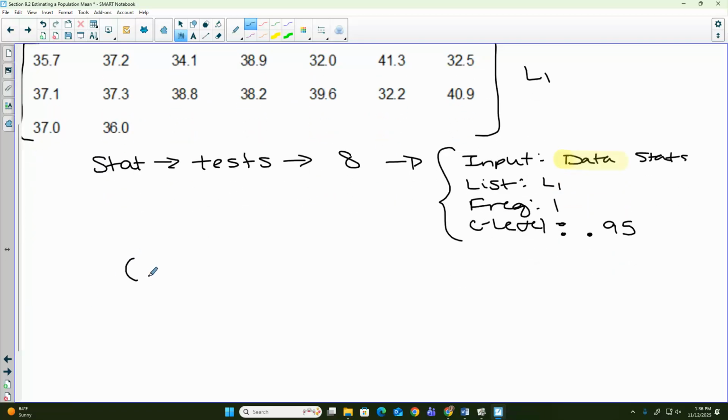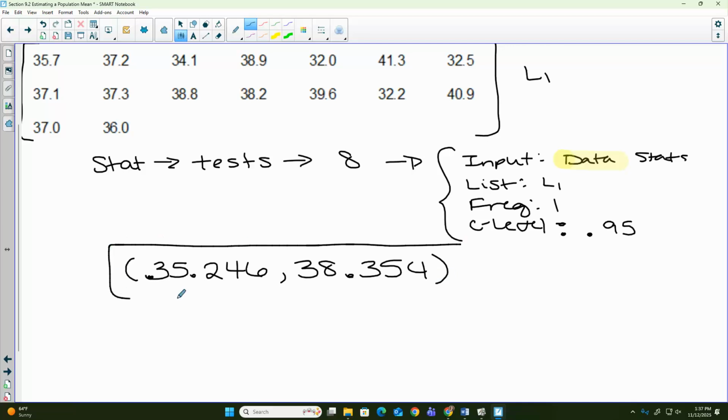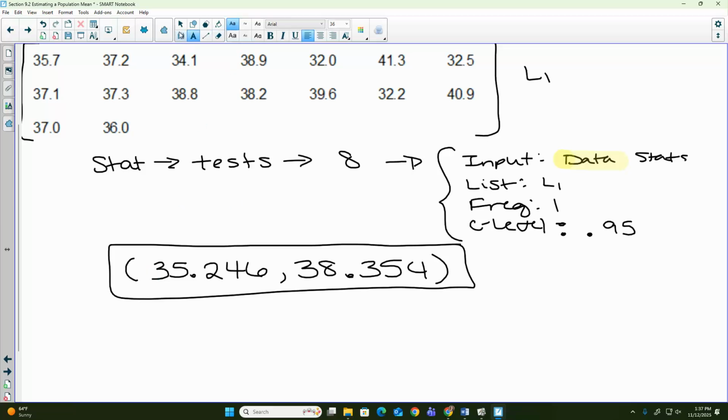And we should get 35.246 and 38.354. So that is my confidence interval. 95% confidence. Does everybody have that?